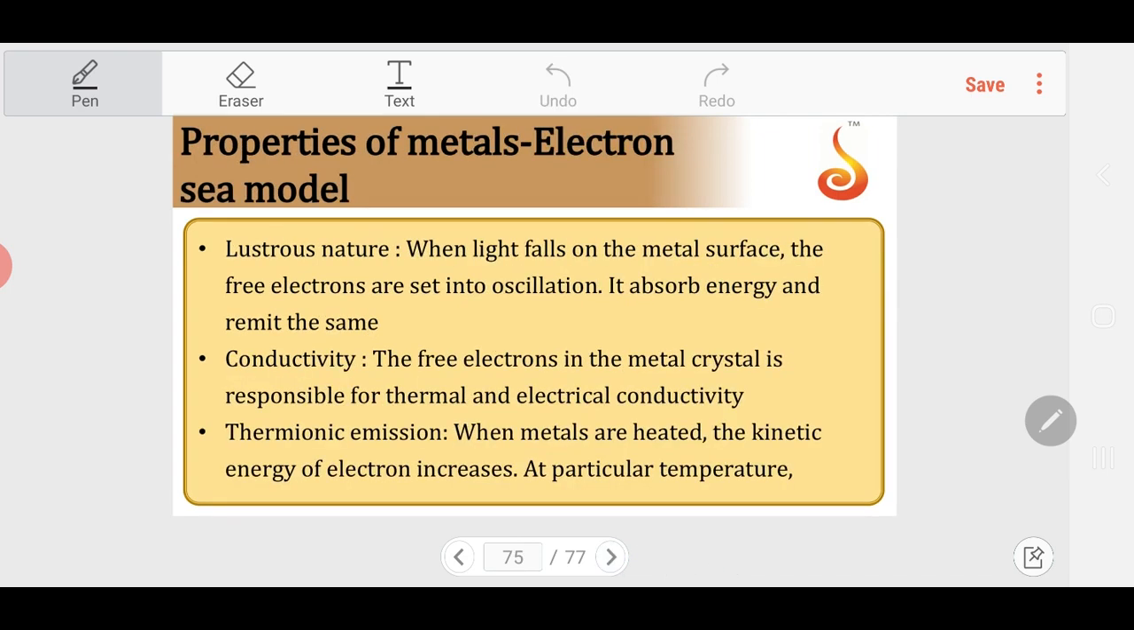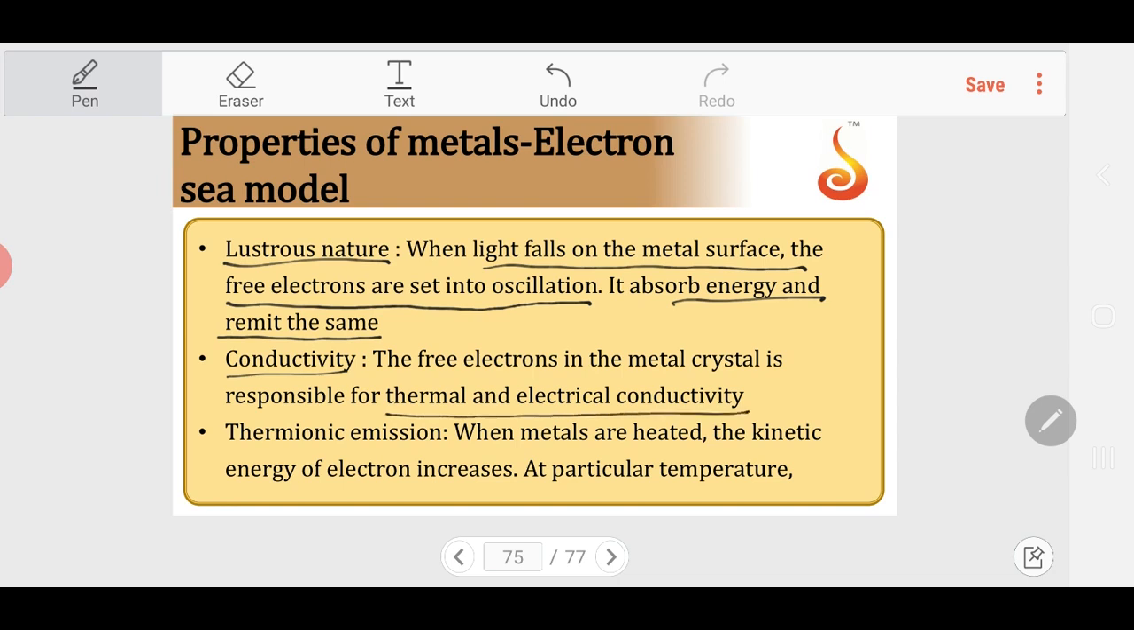So the electron sea model can explain the properties, such as lustrous nature. When light falls on the metal surface, the free electrons are set into oscillation, so they absorb energy and re-emit the same. As a result, the metal surface appears lustrous in nature. Conductivity: the free electrons are responsible for carrying electricity from one part of the metal crystal to the other part. So both thermal and electrical conductivity can be explained by the presence of lots of free electrons.